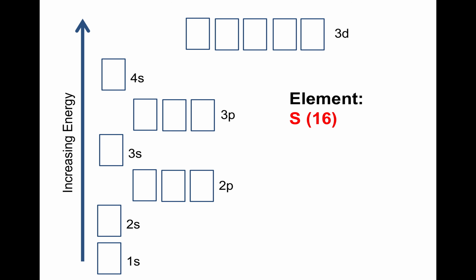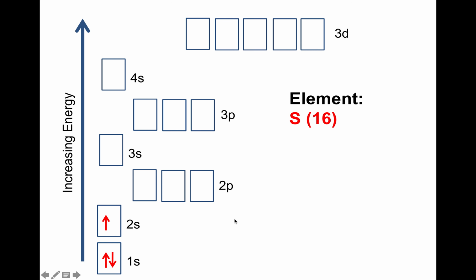I'm always going to start at the bottom. I'm going to spread out when I can. And I'm going to go an opposite spin if I cannot spread out. My first arrow is always going to be an up arrow. So 1. There's no more space in the 1s for me to spread out. So that means I will share a box. So that's my second arrow. Now that this orbital is full, I'll have to move up to the next one.